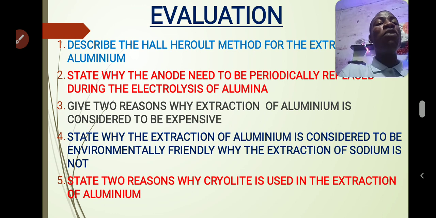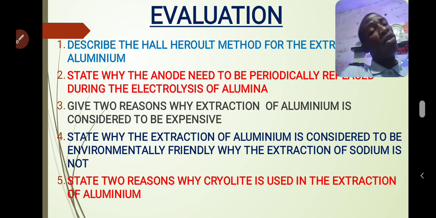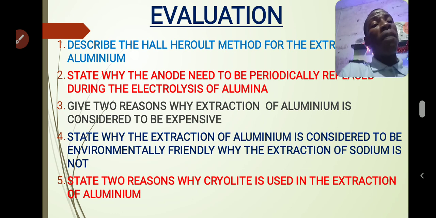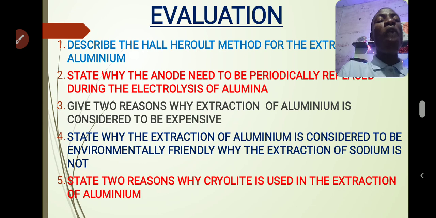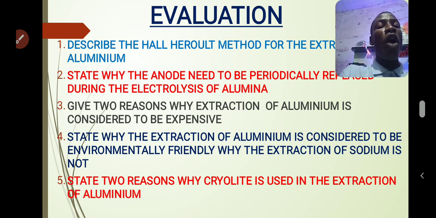Then number 3, give 2 reasons why aluminium extraction is considered to be expensive. Number 1, because it requires huge electricity cost. Number 2, because you have to be replacing the carbon anode at regular intervals, so it adds to the cost of production of aluminium.